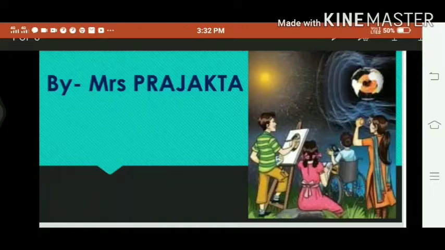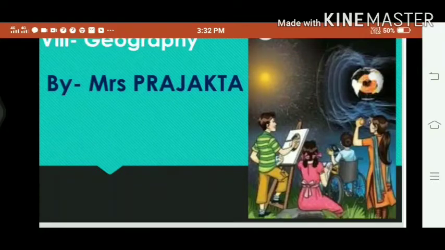Today we shall study Geography, Chapter 9: Map Scale. We all know how important a map is. Maps represent the real world on a much smaller scale. They help us to travel from one location to another. But today we are going to study what is map scale.